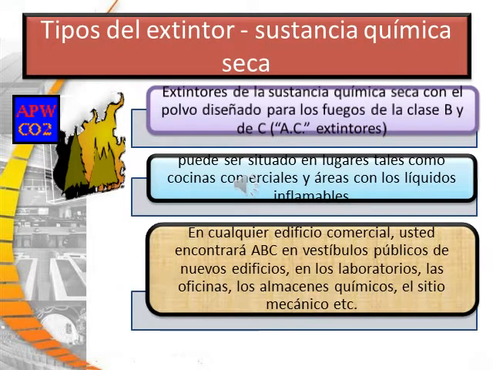Here you can see that dry chemical extinguishers with the powder BC may be located in places such as commercial kitchens or areas with flammable liquids. In any commercial building, you will find ABC extinguishers in the public hallways of new buildings, in labs, offices, chemical storage areas, mechanical rooms.